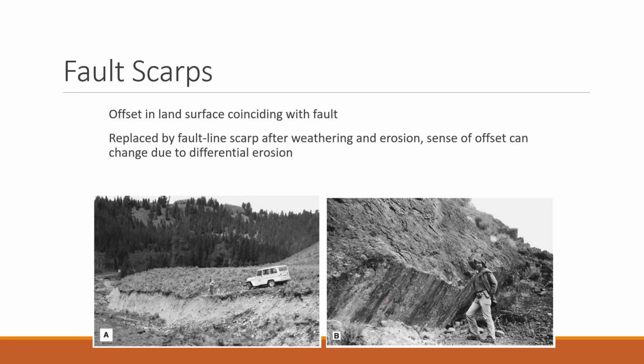And actually we can have the sense of offset be changed due to differential erosion. So if we're looking at an old fault, sometimes what we see at the surface is not indicative of the actual sense of motion because we've weathered away that it looks like it is. We can actually have a normal fault that, due to extensive erosion, will start to look like a strike slip fault. There are some interesting things that can happen, and that's why we have these two different terms. We have a fault scarp and then a fault line scarp, because that fault line scarp is no longer necessarily showing us the accurate sense of motion.